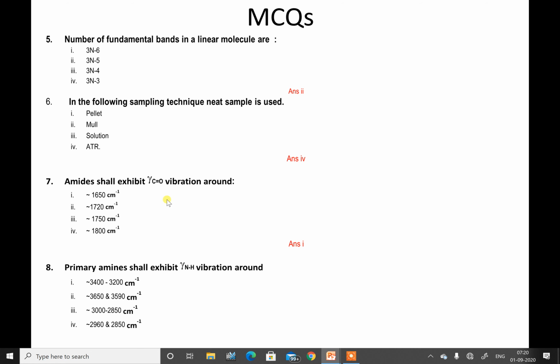Primary amine shall exhibit stretching vibrations around... Basic thing about primary amine vibrations, they generally give, you can say, a doublet. And so they should give a doublet, and the amine region is definitely 3200 to 3400. These are the other regions, so the answer should be one.